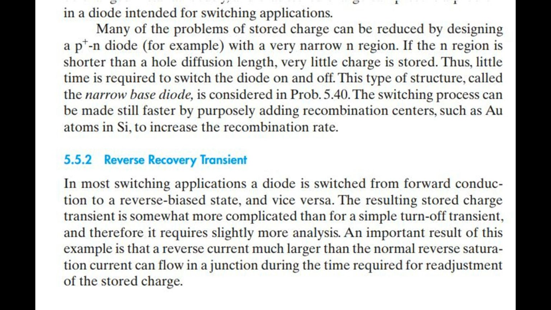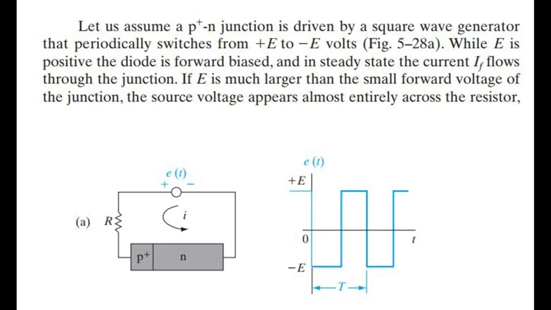Let us assume a P+N junction is driven by a square wave generator that periodically switches from plus E to minus E volts, Fig. 5.28a. While E is positive, the diode is forward biased, and in steady state the current I_F flows through the junction. If E is much larger than the small forward voltage of the junction, the source voltage appears almost entirely across the resistor, and the current is approximately I_F = E/R.